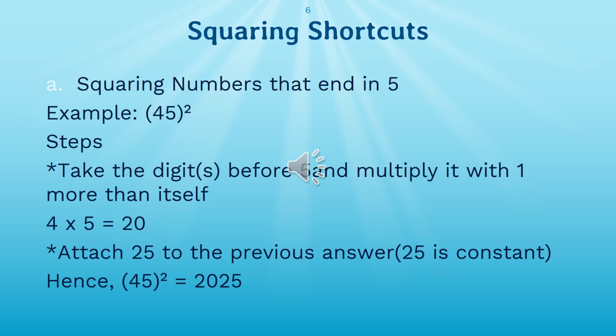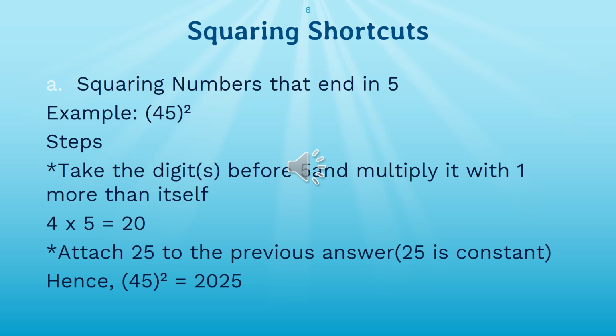Say we have to find out the square of 45. First, we need to take the digit or digits before 5. In this case, we only have one digit, that's 4. And with that, we need to add 1 to 4 to get 5. So 4 plus 1 is simply 5. And we multiply 4 and the new number, which is 5. 4 times 5 will give us 20.